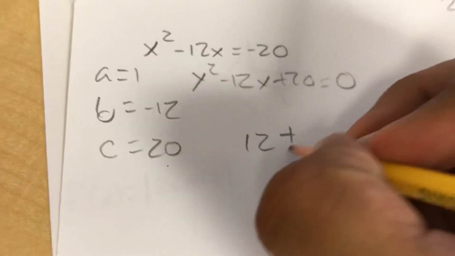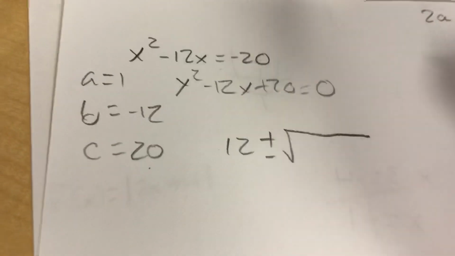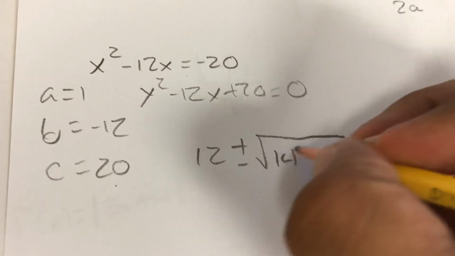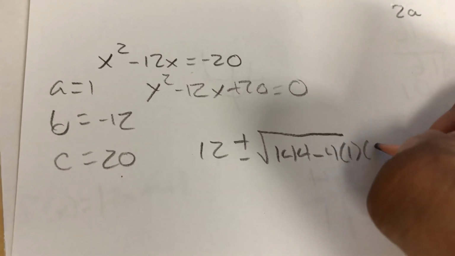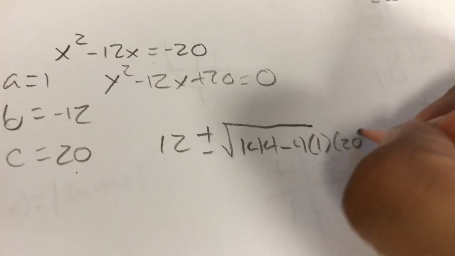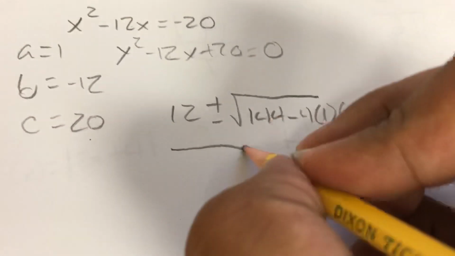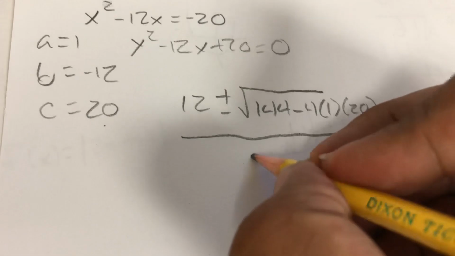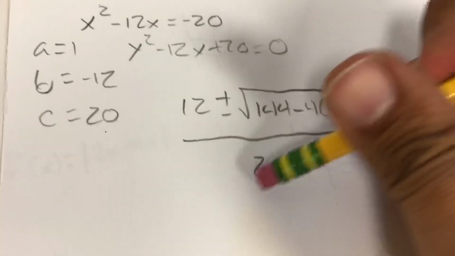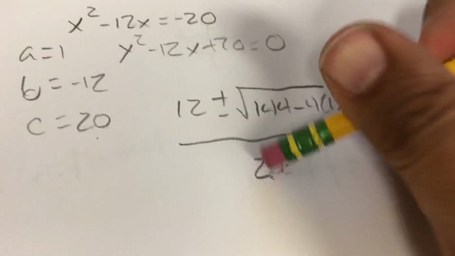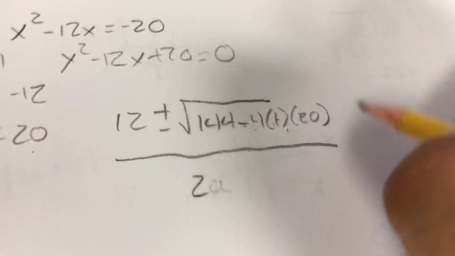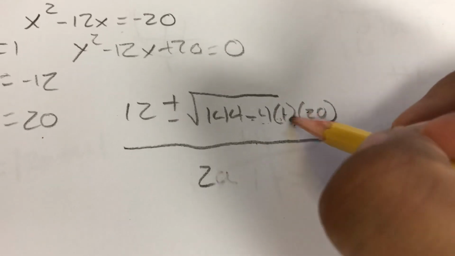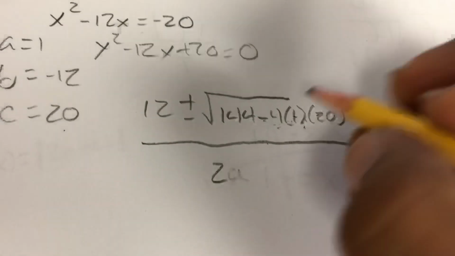So 12 plus or minus the square root of 144 minus 4 times 1 times 20, which is going to be divided by 2a, which is 2. A is just going to be 2, because 2 times 1 is 2. All right, so there's our equation. Now we got to figure out what's going on in here. Negative 4 times 1 is negative 4. Negative 4 times 20 is negative 80. 144 minus 80 is going to be 64.